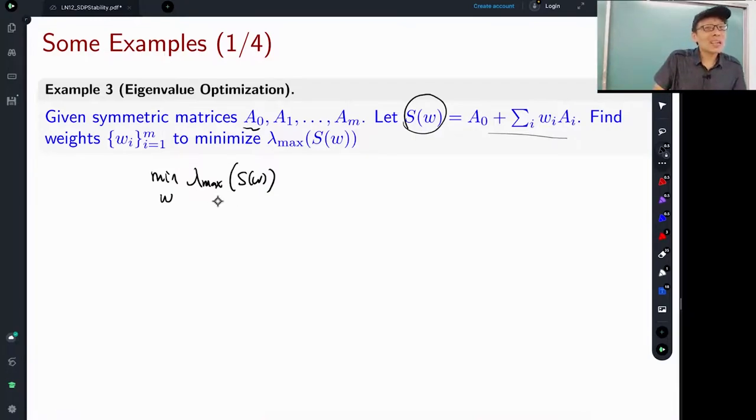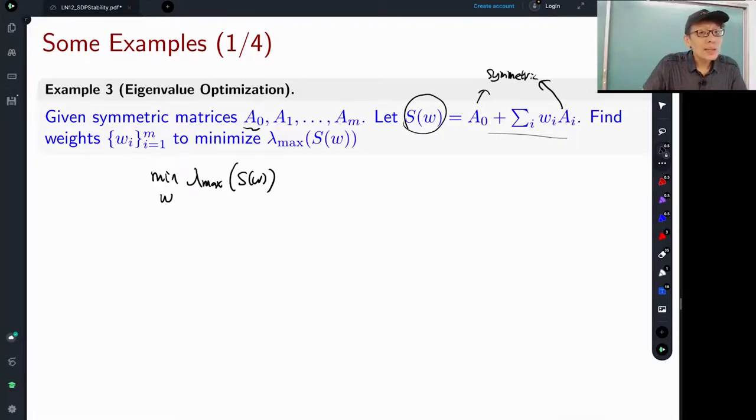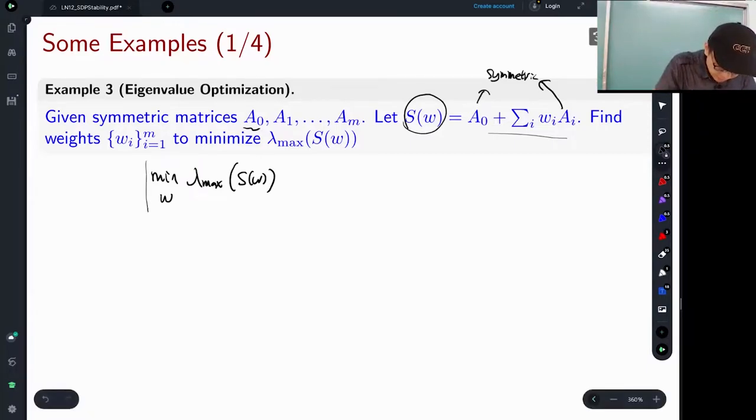Why does this expression even make sense? Because all of these matrices are symmetric, and for symmetric matrices, all the eigenvalues are real. You don't have complex numbers, so you can say you minimize or maximize the eigenvalues. If you have complex numbers, it's hard to say which one is the largest eigenvalue. With real numbers, you can order them completely. So I want to do this.